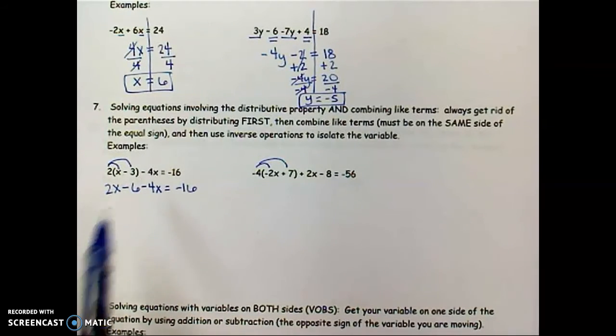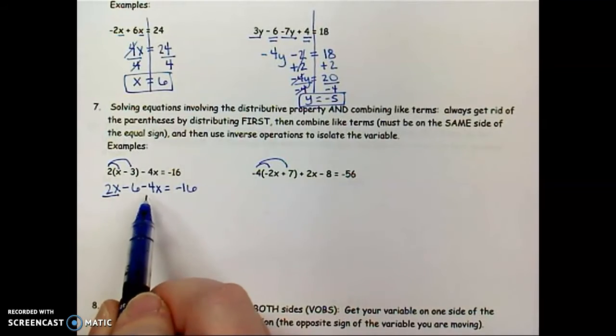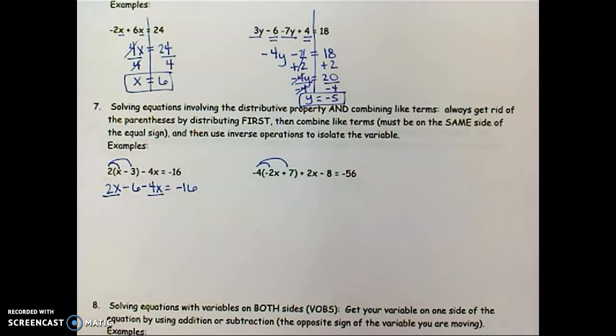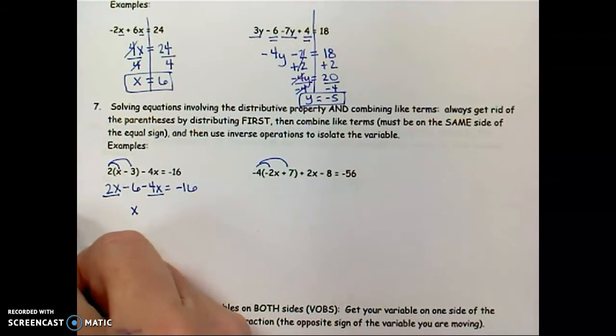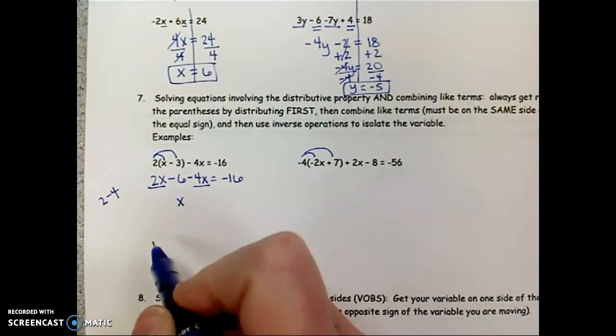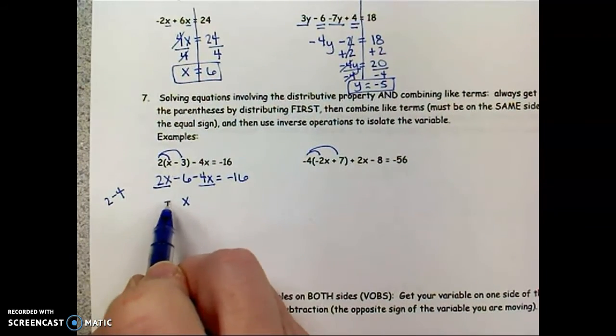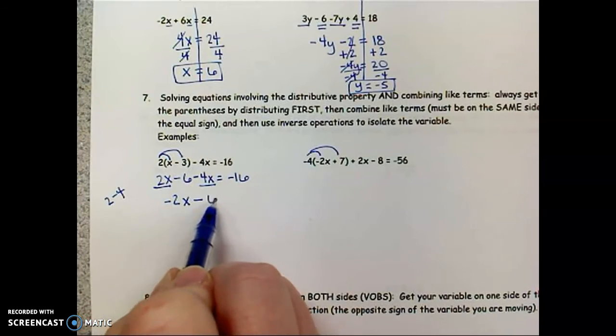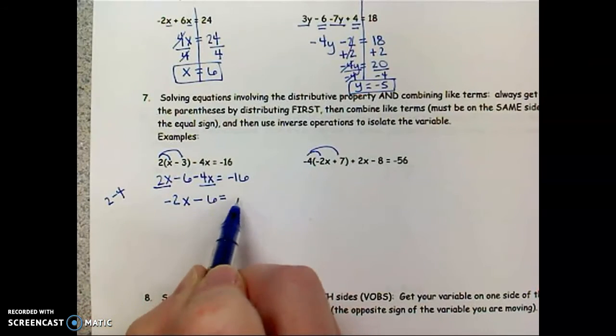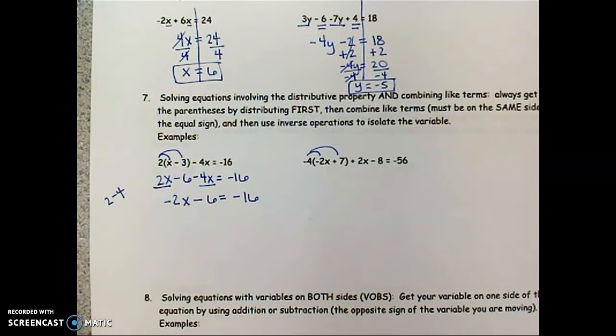So now I can look for like terms. Well, I see I have a 2x and a negative 4x on this side. So I can combine those by putting in my calculator 2 minus 4, which is negative 2. So I have negative 2x. Bring down the negative 6 and your equal sign and the negative 16.